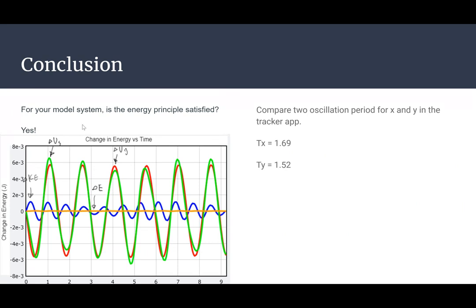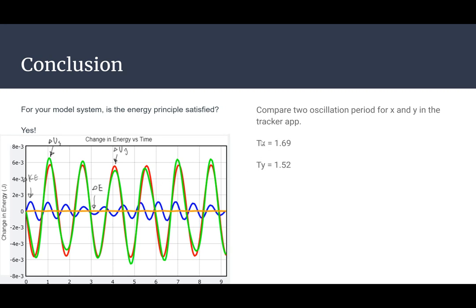Is the energy principle satisfied? The answer for that is yes. As you can see, the change in energy is equal to 0, which means that there are no forces affecting the system from the surroundings, which satisfies the energy principle.